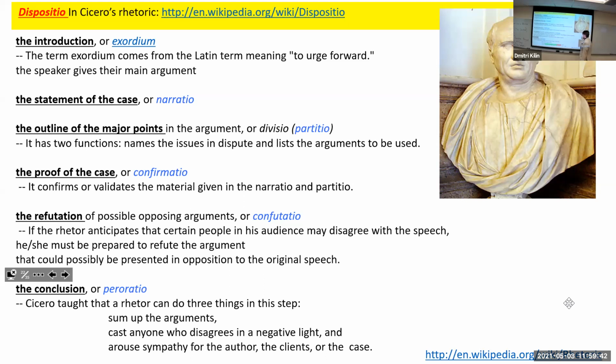Now, John, please help with statement number 5. Confutatio. And how would you translate it? I don't know. Me too. But when you are writing something for some audience, or if you speak publicly, you may anticipate even before you start speaking or writing that not everyone will agree with you.